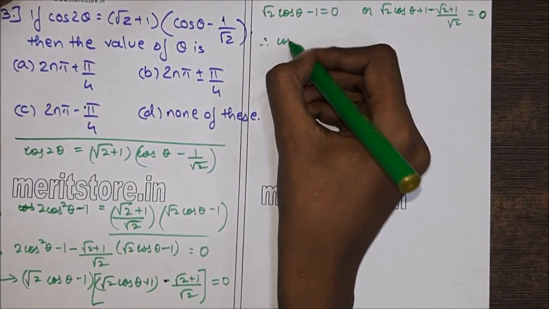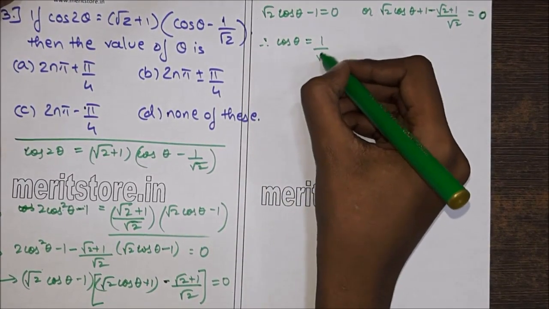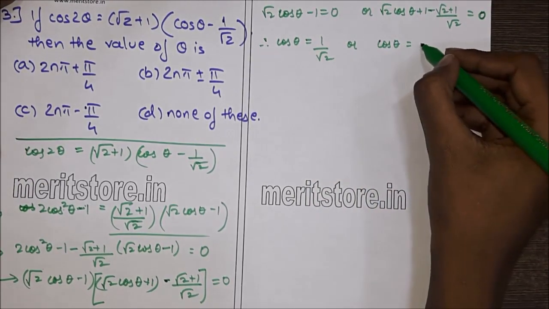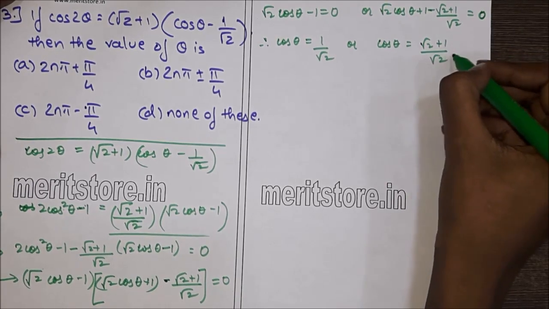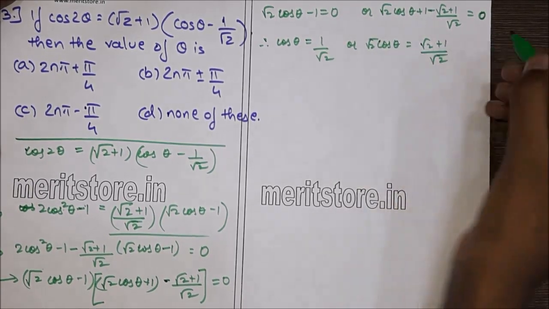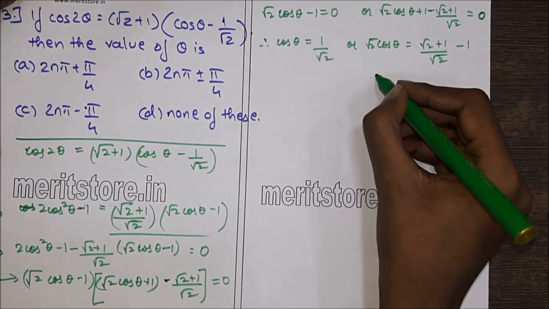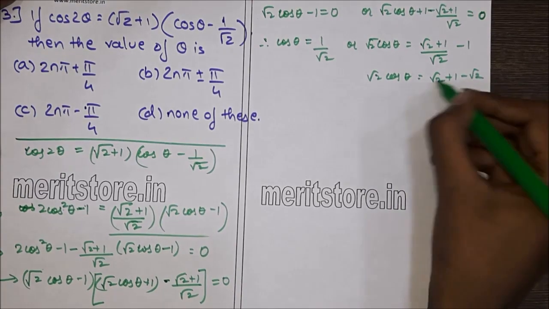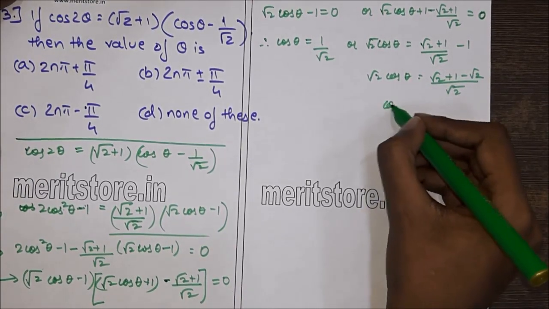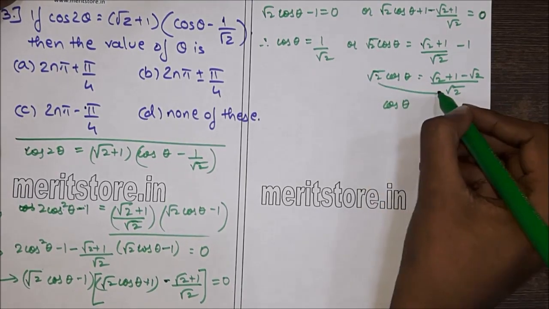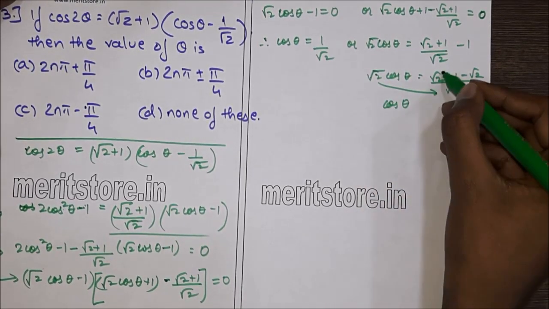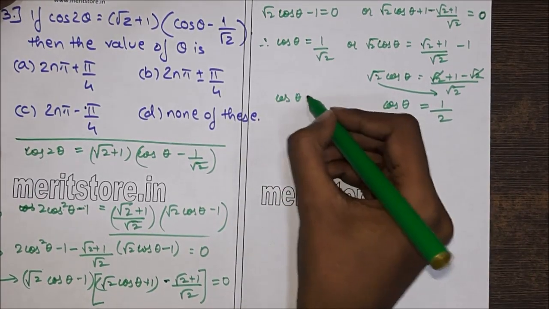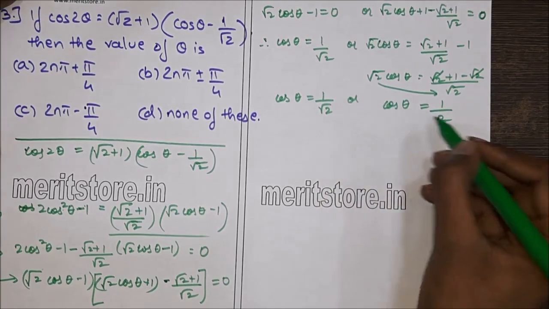Therefore cos theta is either 1 by root 2 or cos theta is root 2 plus 1 by root 2 minus 1. That is root 2 cos theta is root 2 plus 1 minus root 2 divided by root 2. So cos theta is, bringing this root 2 here, root 2 gets cancelled, so this is 1 by 2. So cos theta is either 1 by root 2 or 1 by 2.